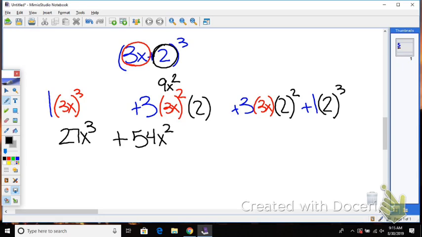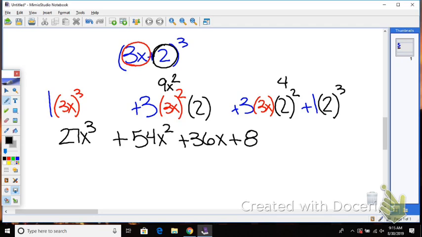How did you get 54? I just multiplied this together. 9 times 2. All of that. Okay, what is this squared? 4. So now I'm going to multiply all this together. So 3 times 3 is? 9. Times 4 is? 36. So I have plus 36 and then just an x. And then plus 2 cubed times 1 is just 8.